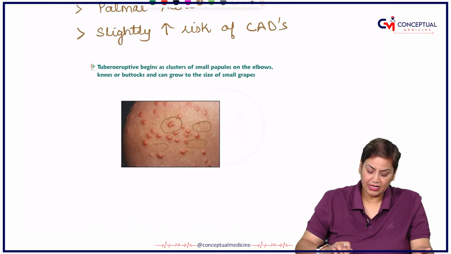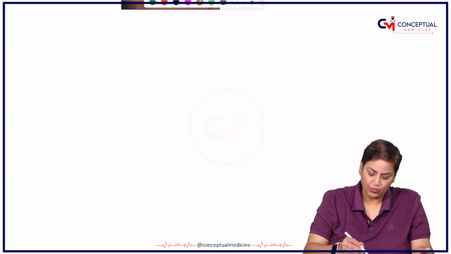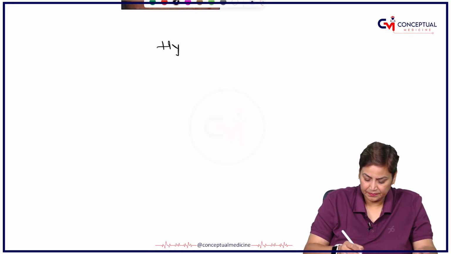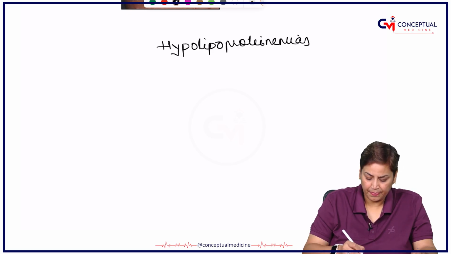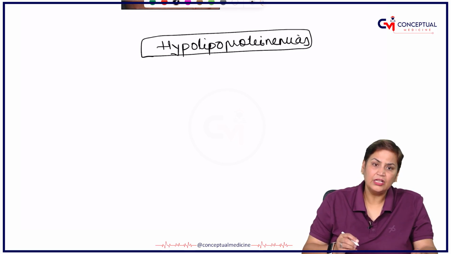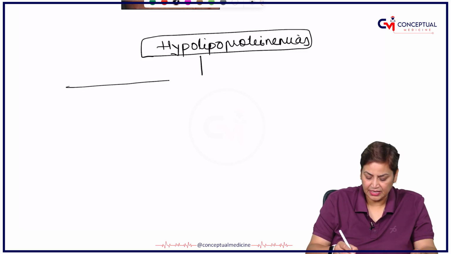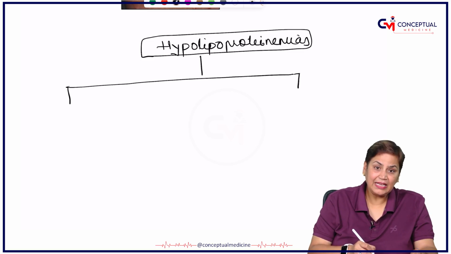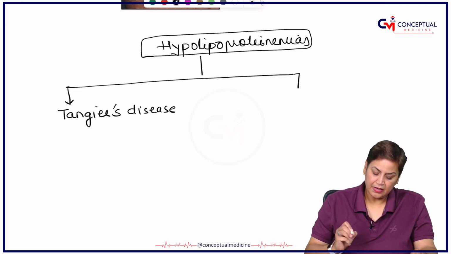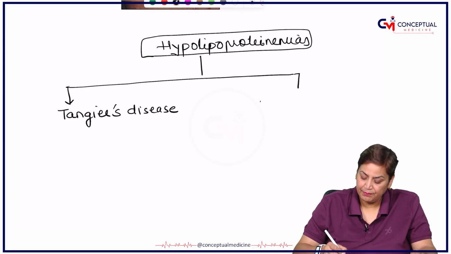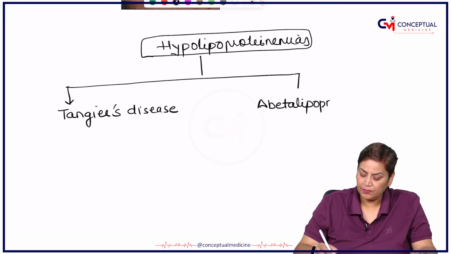Then after this, we come over to hypolipoproteinemias. Here basically we study two. One is Tangier's disease, and the second is abetalipoproteinemia.